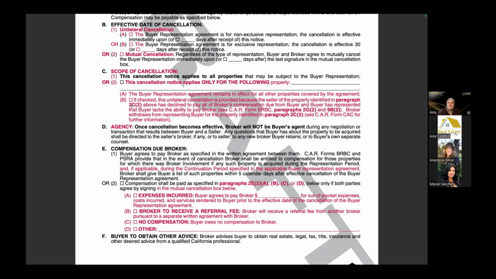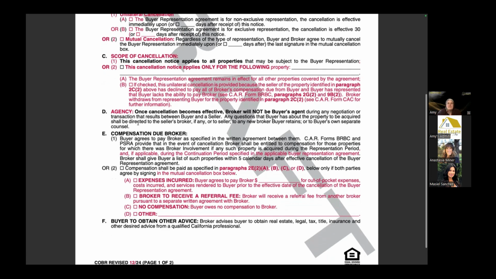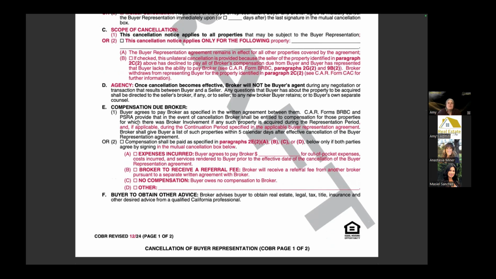Okay, and it'd be C2B. You'd want to check 2 and B for that. Okay, agency, they just highlighted that there and called it agency. Compensation due to broker, if applicable during the continuation period specified in the applicable buyer representation agreement. Compensation shall be paid as specified in the paragraphs below, 2E, 2A, B, C, or D, if both parties agree by signing in the mutual cancellation box below.